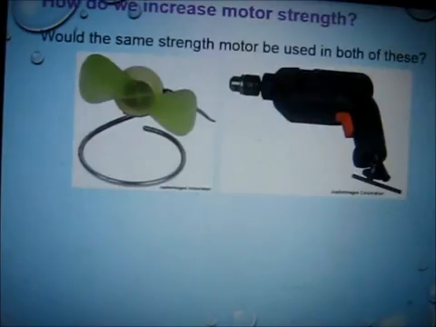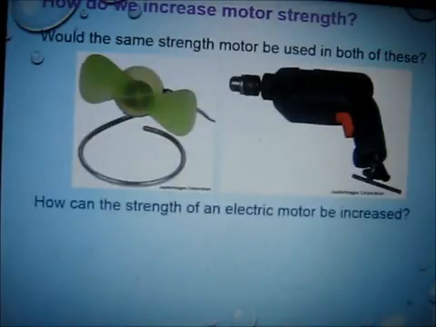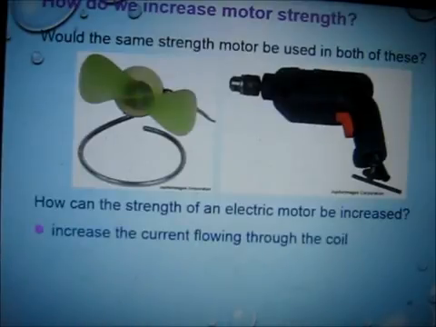Now, how do we increase the motor strength? There are some points. We can increase it by increasing the current flow through the coil. The strength of the motor depends upon the force with which the rectangular loop moves. The force is given as B into I into L. So if we increase the current, it is directly proportional to force, and hence the motor will move at more speed and the strength will increase.